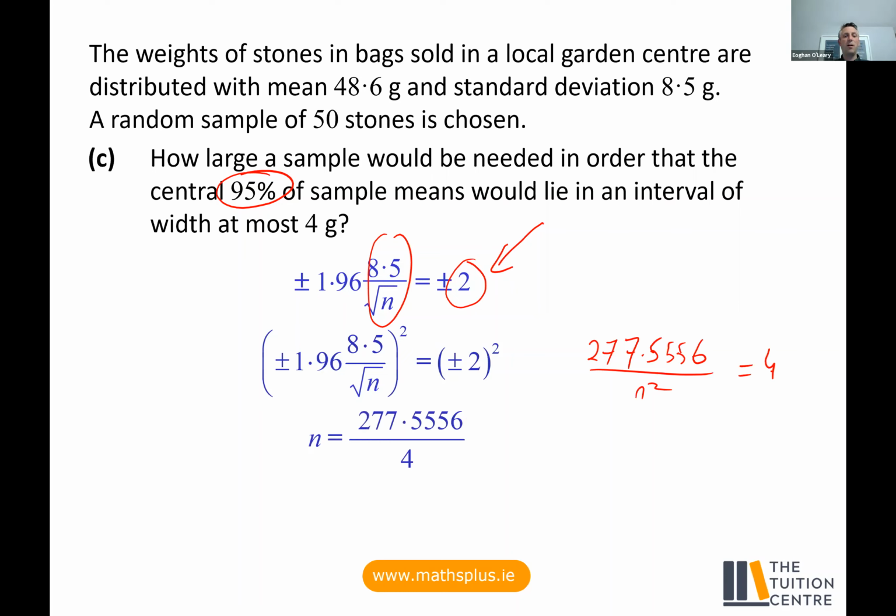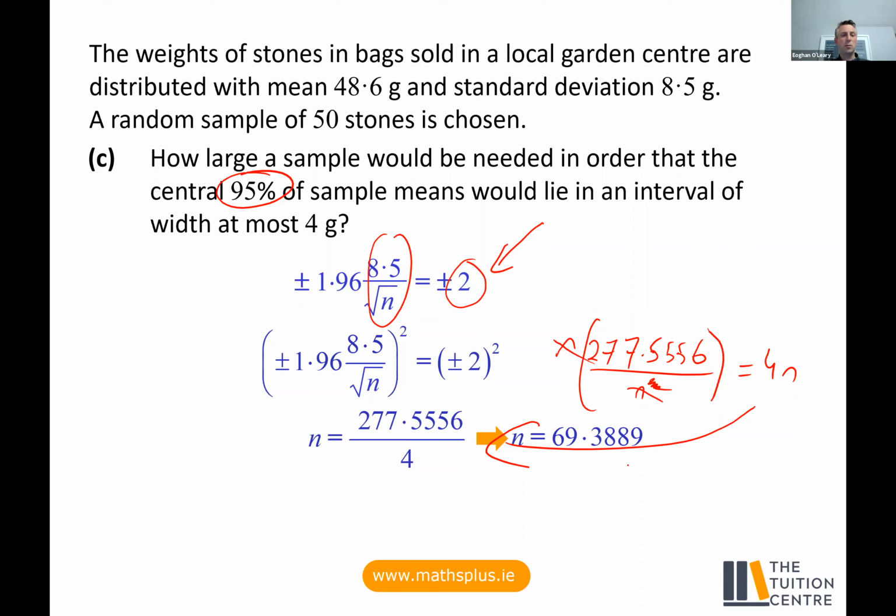And then I can isolate my n. Yeah, it's not n squared, it's just n, because obviously it was the square root of n at the start, so it's just n. So I can isolate n by multiplying both sides by n. So they cancel down here, and then dividing across by the 4, I get this answer here. And when I get my final answer, I get n is equal to 69.3889.